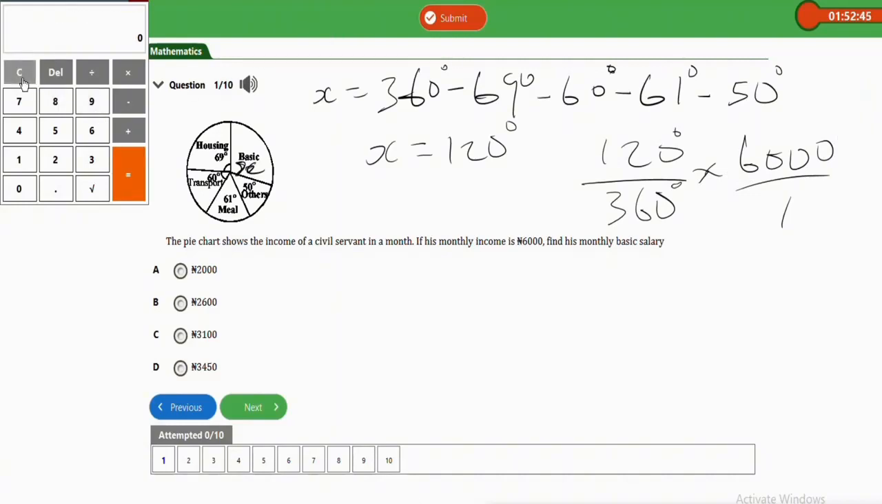We have 120 times 6,000, divide this by 360. So we have the output to be 2,000 naira. So the correct option in this question is option A. Alright, so it's as simple as this. Let's wipe this now and solve the next repeated question.